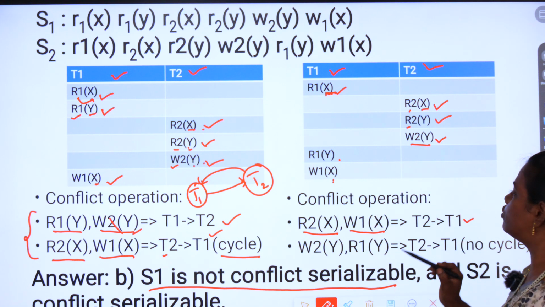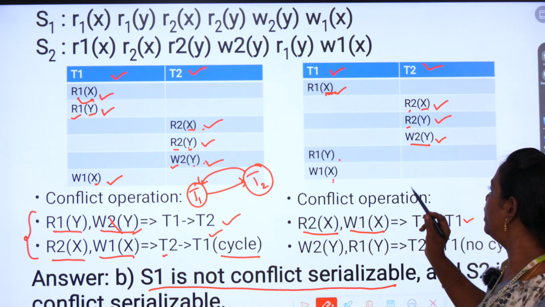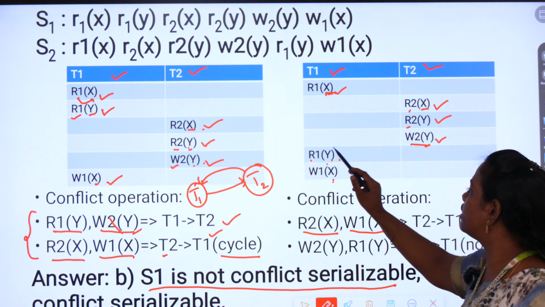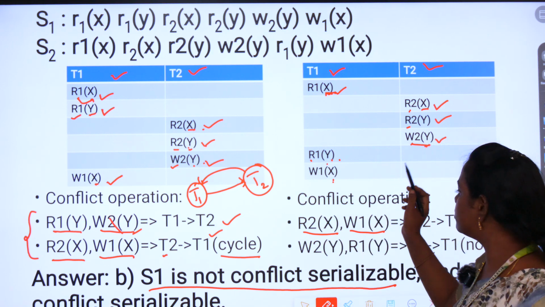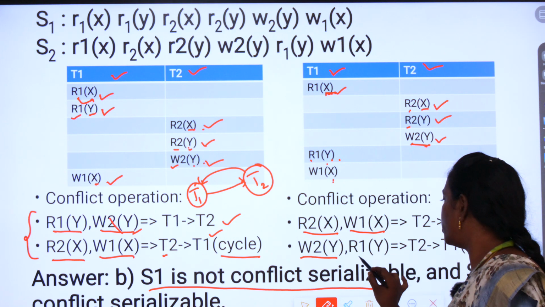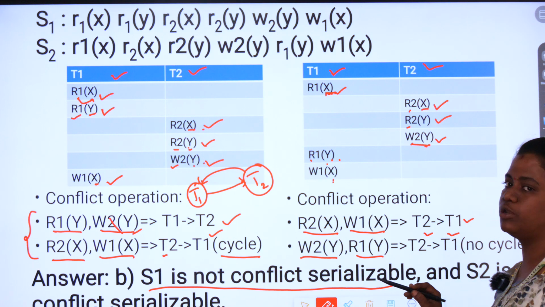And then next is W2 of Y. So W2 of Y is compared with R1 of Y. Here both are performing operations on same data. Here there is a read and there is a write operation. Definitely there is a conflict. So your next conflicting operation is W2 of Y, R1 of Y. So after completing T2, then only T1 will be executed.